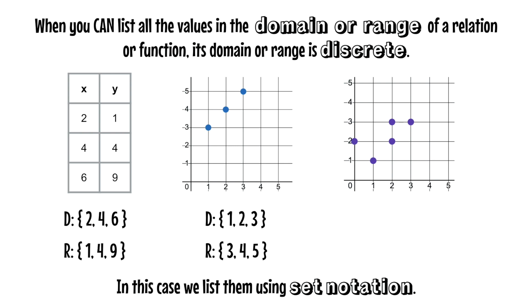Hopefully you pause the video and you see that the domain values include 0, 1, 2, and 3. And you see that 2, the value 2, is twice. However, we don't have to list it twice in our domain. Similarly, in the range, we see the values 1, 2, and 3 are included. And again, the values 2 and 3, we see them twice. However, we don't have to list them twice. It is enough to list them once.